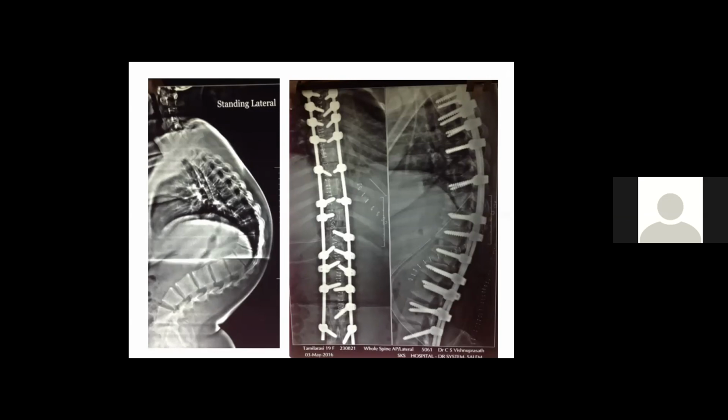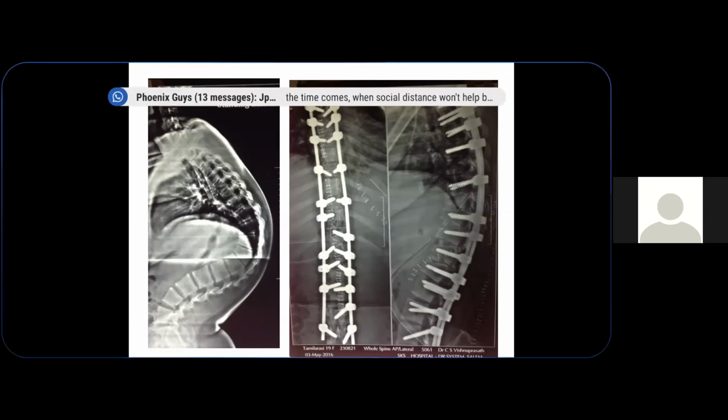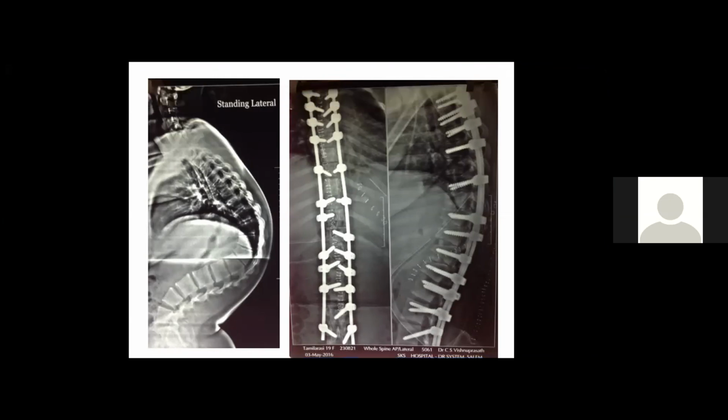What level did you stop, sir? We went till L4. We stopped at L4. Good, sir. It was a good correction. Despite it being a first case, still it was a good case.